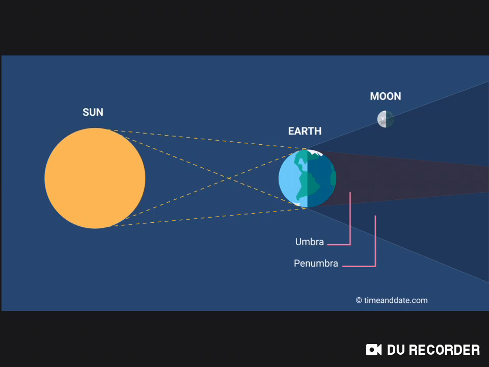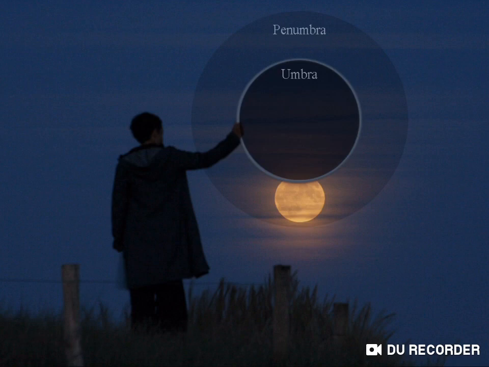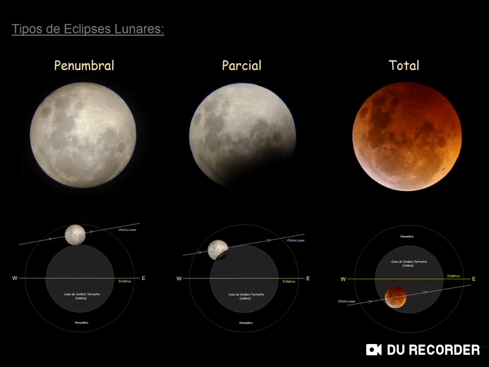This is an image for you to locate the umbra and penumbra. And this is how it looks. These are the types of lunar eclipses.